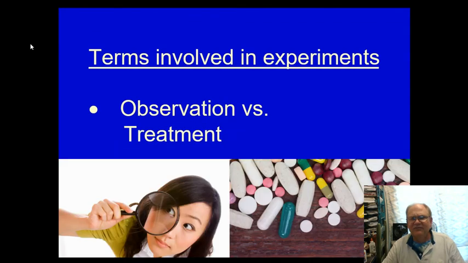Another set of terms that it's useful to know the difference in is observation and treatment. In order to have an experiment, there has to be treatment happening. Treatment means you do something to cause that change. If you don't, we typically call that observation.